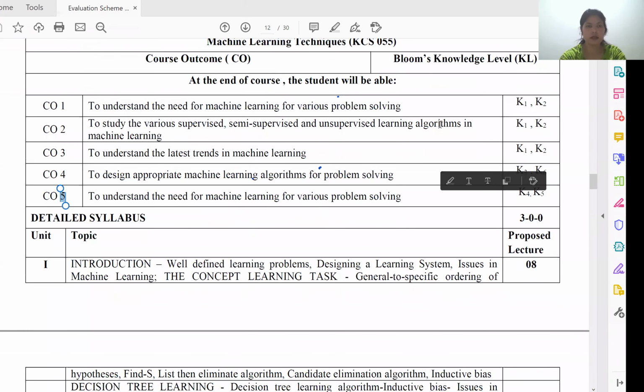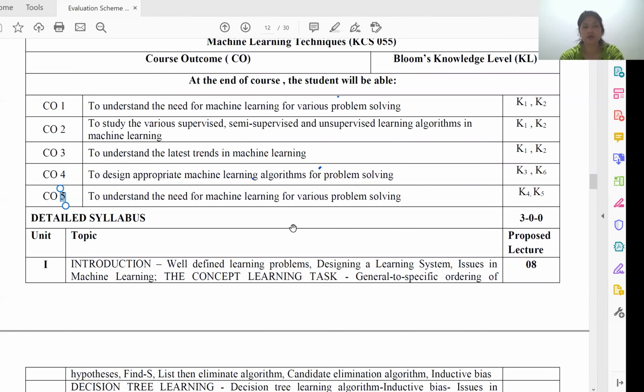And here are certain course outcomes, and these course outcomes describe what you will be able to learn at the end of the syllabus. So course outcome 1 is based on unit 1, and after completing unit 1 you will be able to understand the need for machine learning and various applications, and various problem solving techniques of machine learning. We will not go in depth in this unit. It is just the overview of machine learning, the introduction and the need.